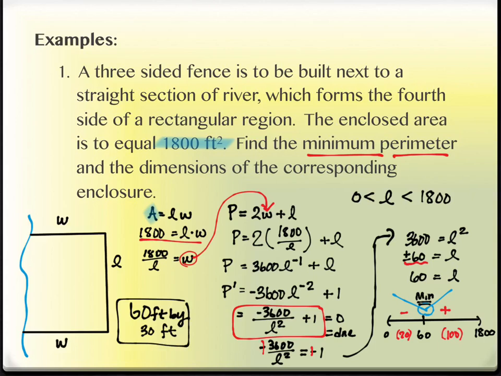How do I find the perimeter? 2 times W plus L. Yeah, so I'll write it over here, 2 times W plus L, that was my perimeter. So my W, we just found out, was 30, right? So 2 times 30 would give me 60, and then another L would give me, for the value L was 60. So I get a perimeter of what?